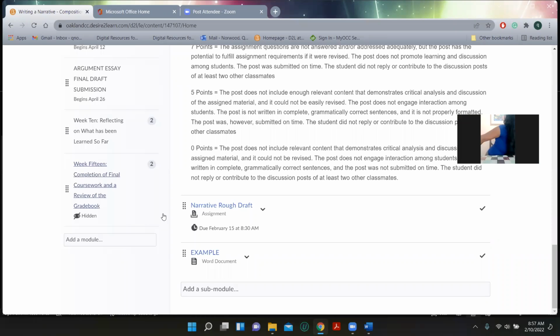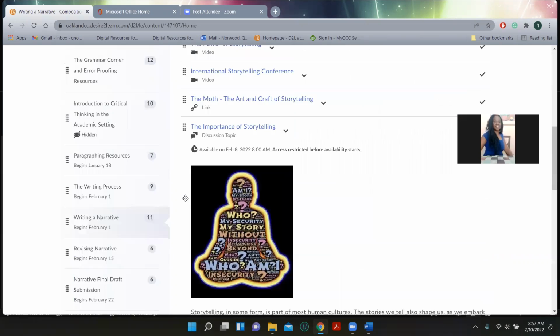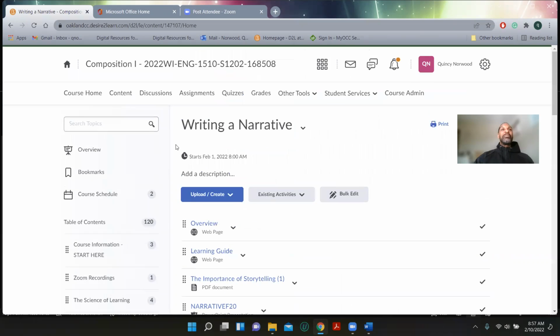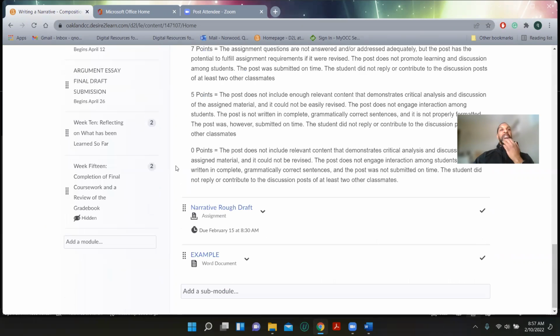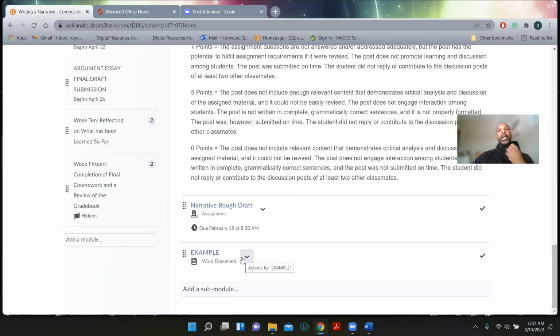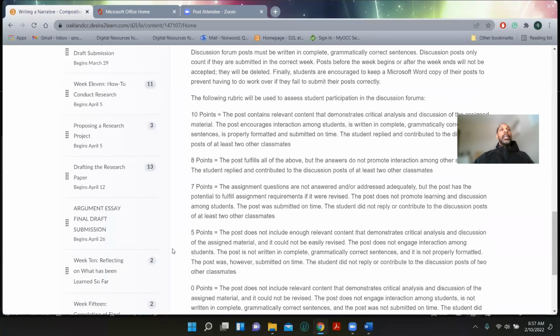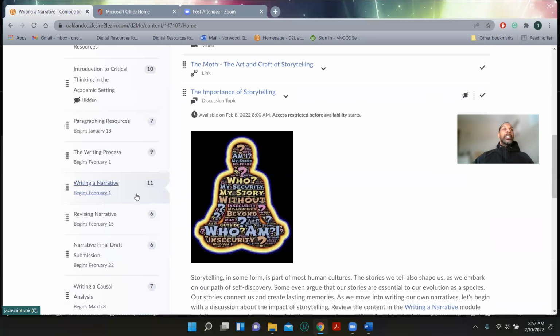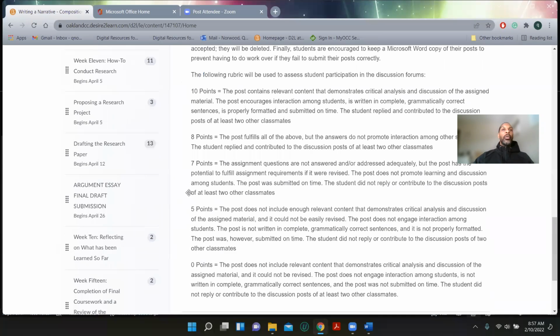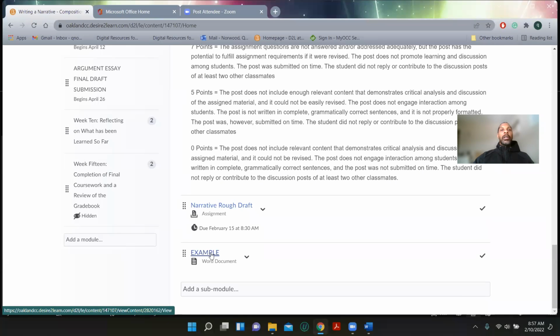Okay, I'm in the writing a narrative module. If you go all the way to the bottom, you'll see this thing called example. If you don't see it, just refresh your page, because I just added it a second ago. I'm all the way at the bottom and clicking on example. I'm not going to click mine because I already have one open.